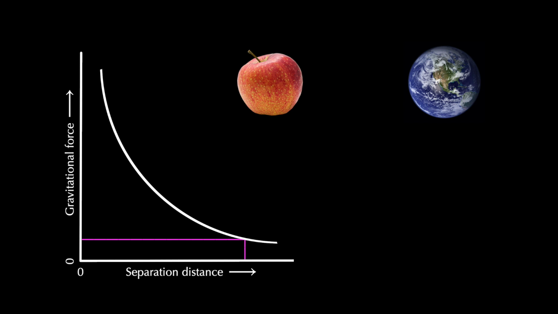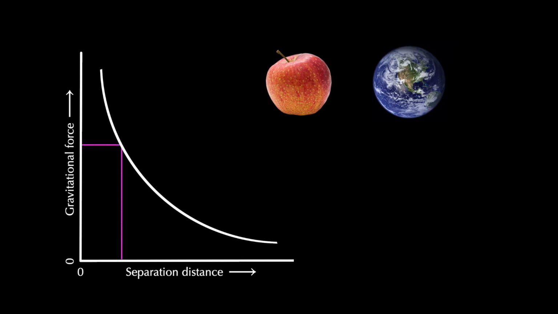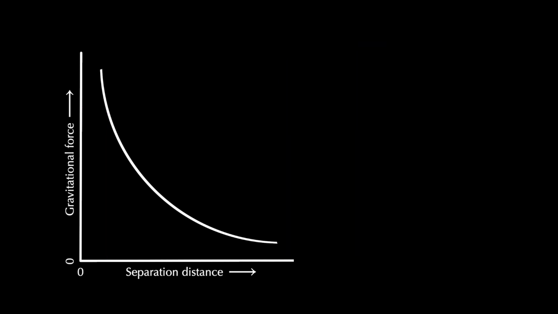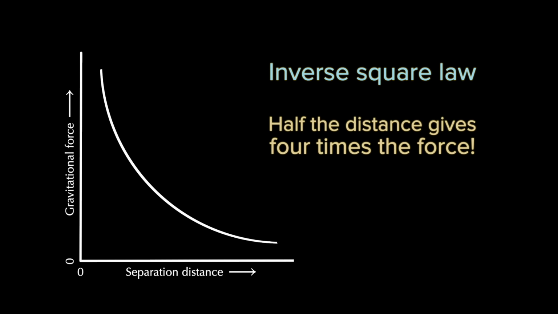Likewise, placing the masses closer together increases the gravitational force between them. It is not a linear relationship, but instead an inverse square one. Halving the distance increases the amount of force by 4 times. It changes exponentially with distance.